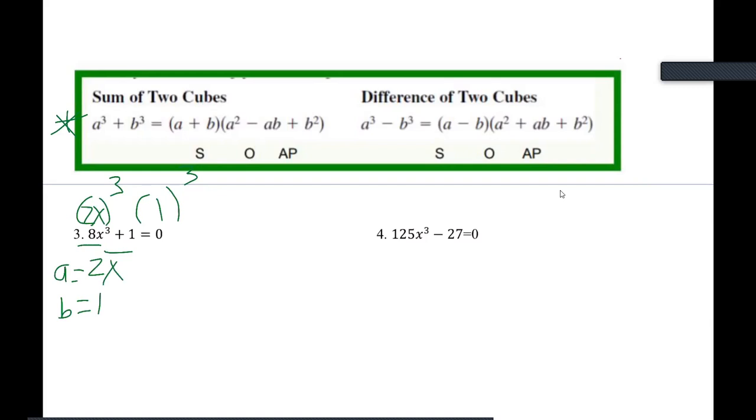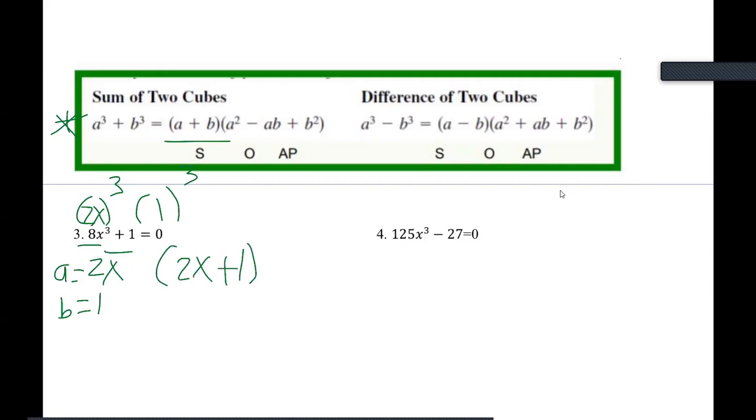Some books use X's and Y's instead of A's and B's, just a heads up. I know some of those YouTube videos I posted, it's the same thing, but it would be with X's and Y's. So just so you're aware if you see it. We're going to plug this into this formula. Our first parentheses is just 2x plus 1. So it's the same sign, a plus in the first one.